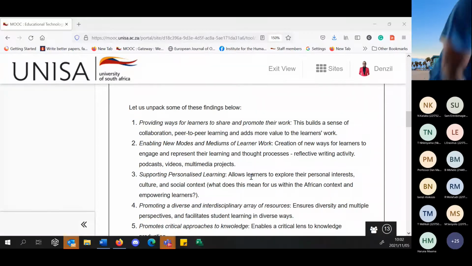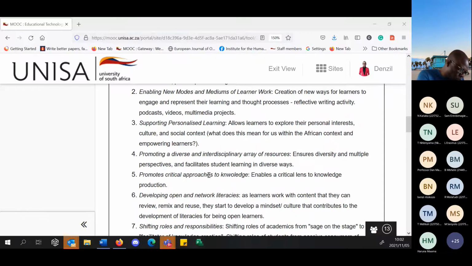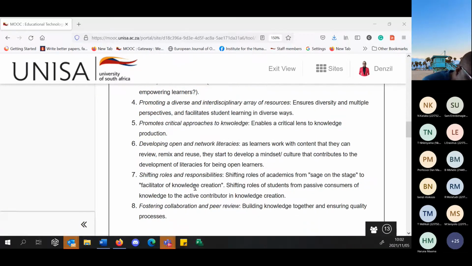Then supporting personalized learning. This allows learners to explore personal interests, culture, and social context. And what does this mean for us within the African context when we talk about empowering learners, right? Then promote a diverse array of resources, ensuring opportunities for students to tap into multiple perspectives. Then promote critical approaches to knowledge, which enables a critical lens to knowledge production, as we spoke about earlier. Develop open and network literacies, so that you can review, remix, reuse.